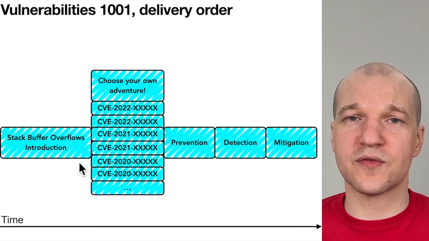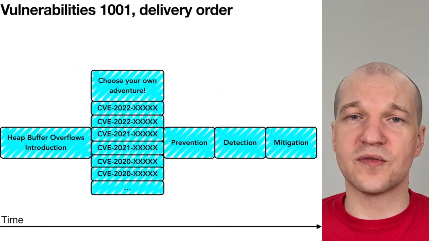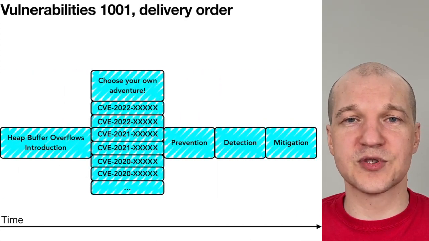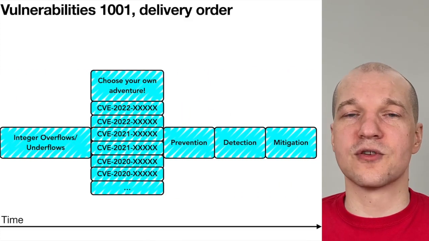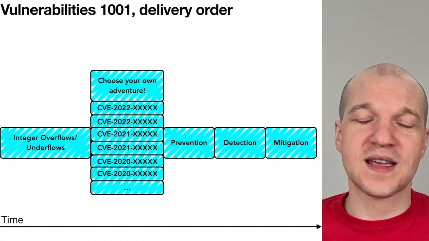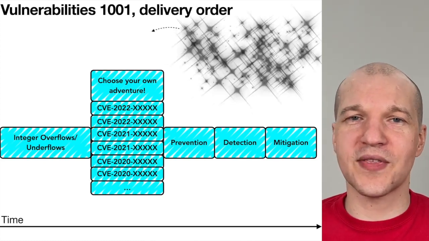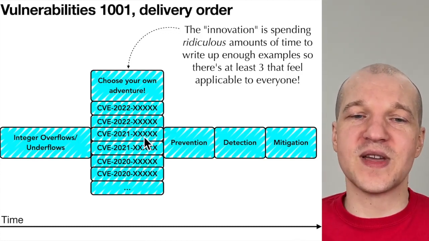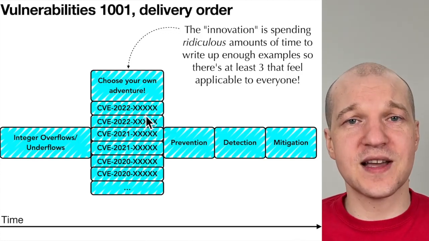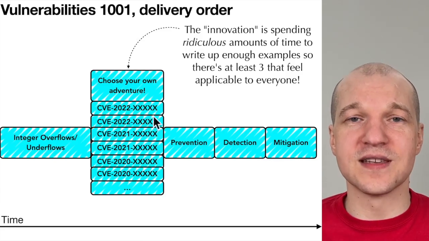So stack buffer overflows first, then heap buffer overflows following the exact same sort of model, then indexed out of bound access, integer overflows, and so forth. So it's not worth listing all of these things. The important thing that I want to point out here is the quote-unquote innovation of basically taking a ridiculous amount of time to write up all of these sort of things.